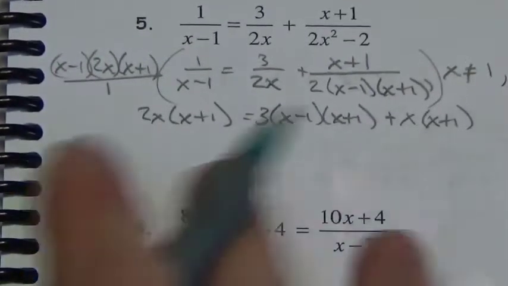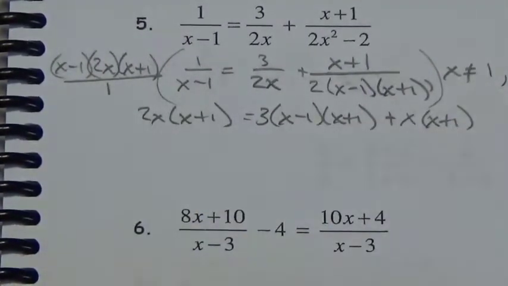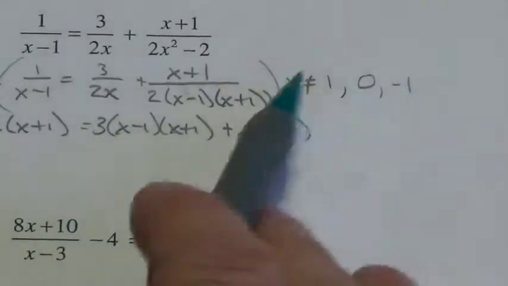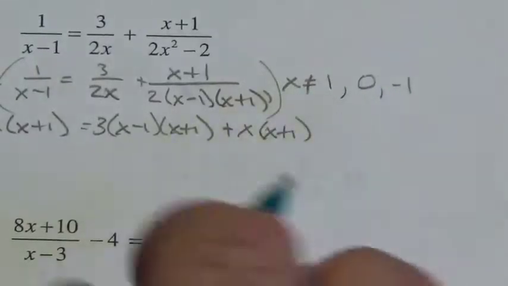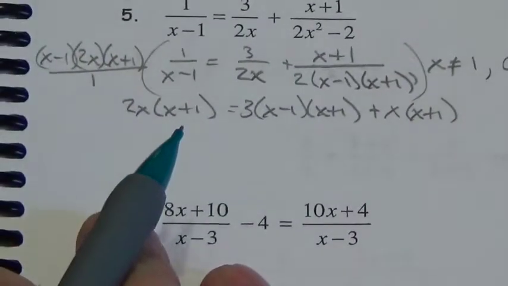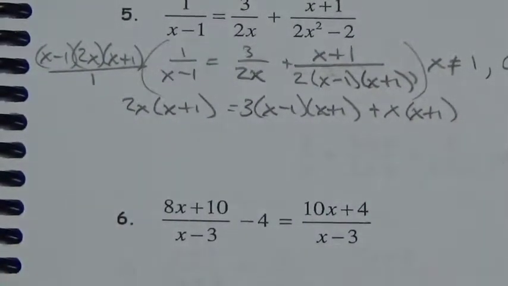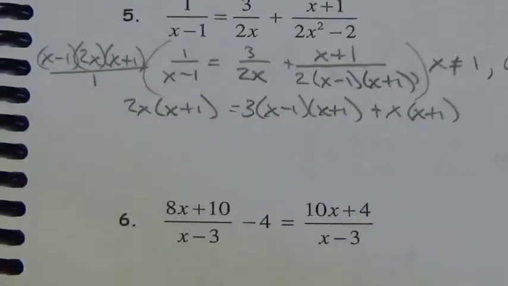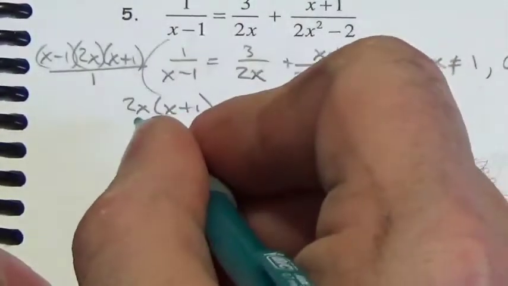Now I can cancel out all those denominators so long as x does not equal 1, 0, or negative 1. And again, I've already established that. So I'm just going to keep this in mind as I work towards my solution. Now that I've gotten rid of the denominator, all I'm looking at is a polynomial here. And now I'm going to expand that out.